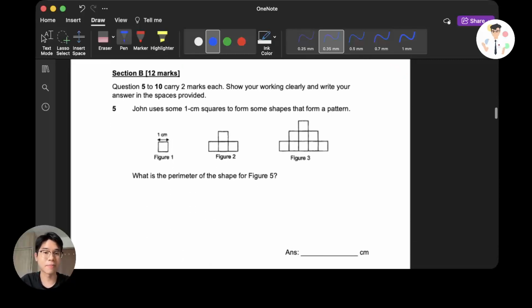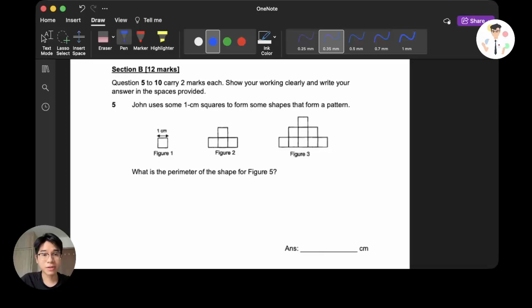Now, let's look at section B. Section B is something interesting. Here it says: John uses some 1 cm squares to form some shapes that form a pattern. What is the perimeter of the shape for figure 5? Now, if you look carefully, figure 1 is actually 1 square, figure 2 is actually 4 squares, and figure 3 is actually 3 squares. Now, many of you, right, you are a bit too smart.